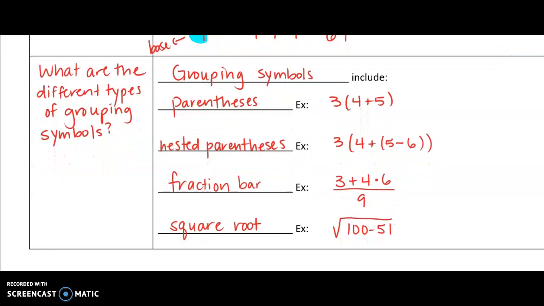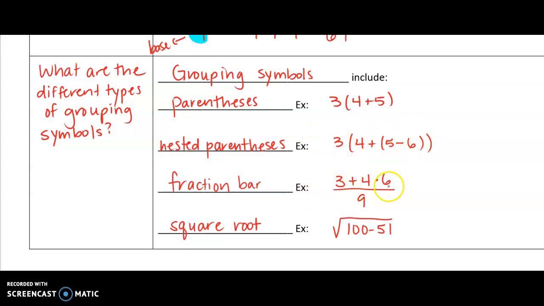When we work with order of operations, we have a lot of grouping symbols. What are the different types of grouping symbols? They include parentheses, nested parentheses, a fraction bar, and a square root. Examples: 3 times the quantity 4 plus 5 in parentheses. Nested parentheses are parentheses in parentheses. You've got the 5 minus 6 in parentheses, and then we have 4 plus the quantity 5 minus 6 in parentheses, and then we take that and multiply by 3.